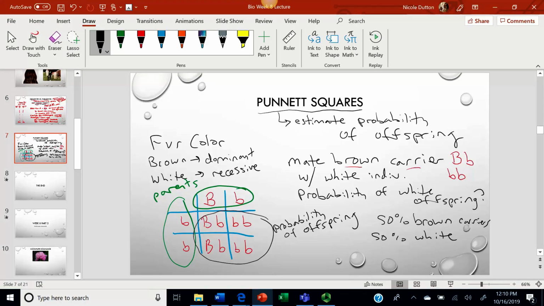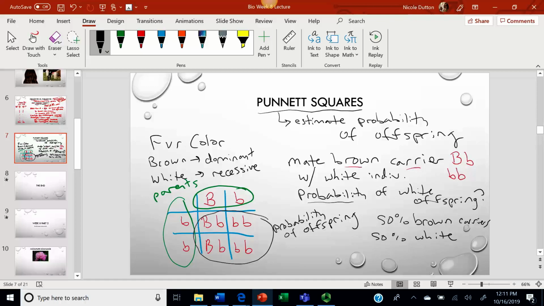So to answer this question, we would say that there is a 50% chance that these parents will have offspring, or that there is a likelihood that 50% of their offspring will be white in color. This doesn't mean that if they had 4 babies, baby 1, 2, 3, 4, that 2 of them would for sure be white. This means that if they had 100 babies, about 50% of them would be white. So it's just a probability.